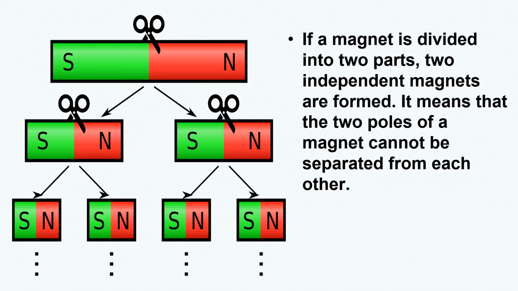If we still go on doing this further, you will get so many magnets, because the poles cannot be separated. Remember that. So if we keep cutting the magnet from the center, we keep getting more and more magnets.